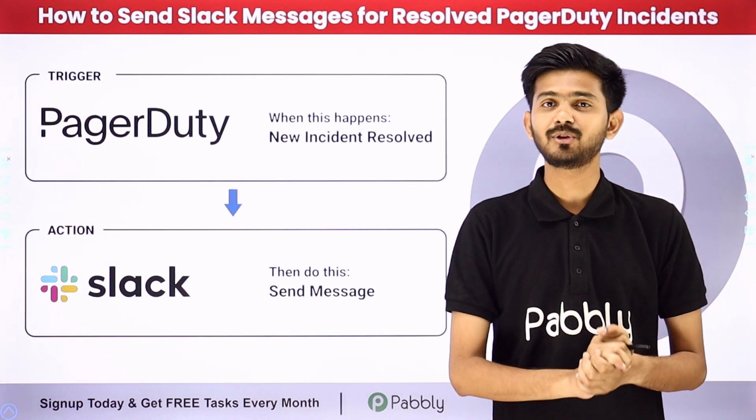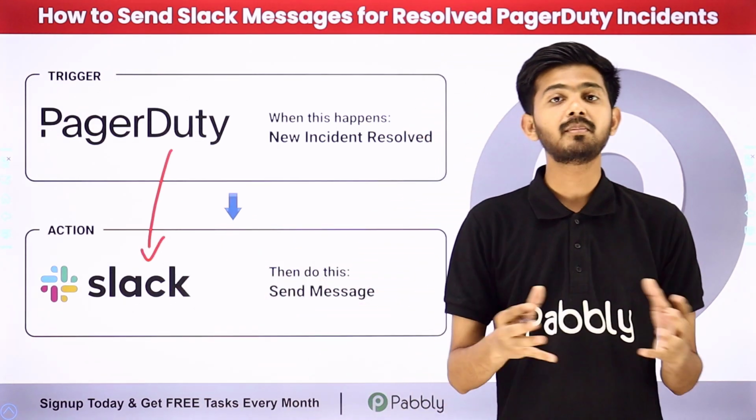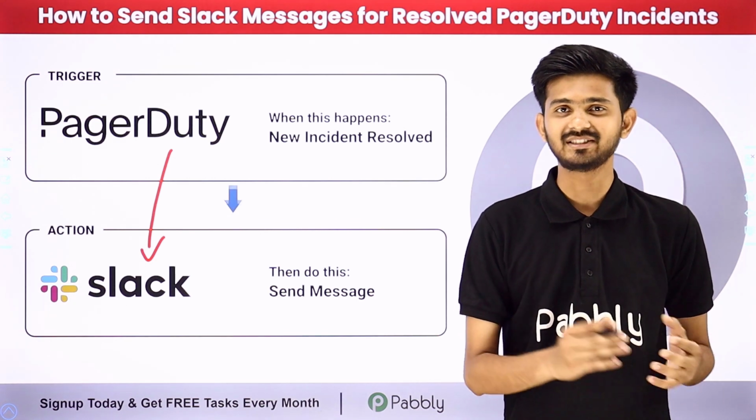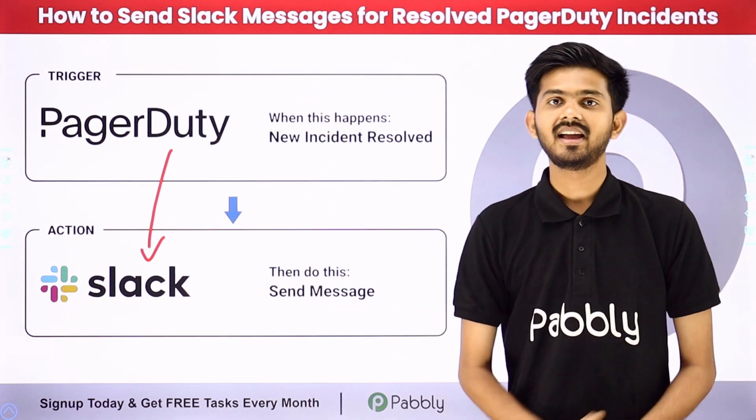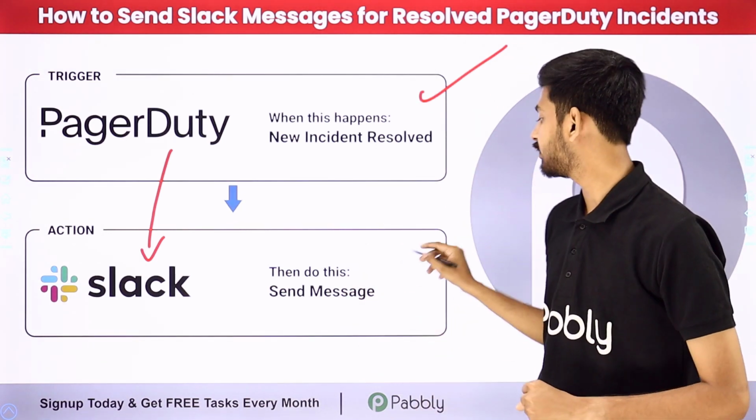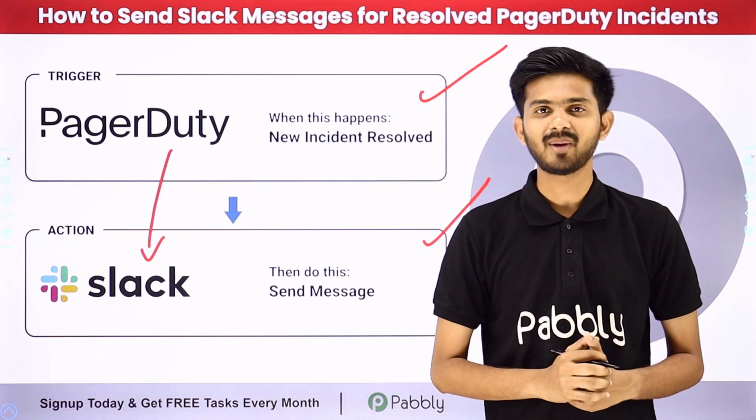For this, I have to build a connection between PagerDuty and Slack. For building this connection, I'm going to use Pabbly Connect, which is an amazing software for automation and integration. In Pabbly Connect, I have to use a trigger and an action. In the trigger application, I'm going to use PagerDuty. In the action application, I'm going to use Slack. So how am I going to build this connection? For that, let me take you to my computer screen.